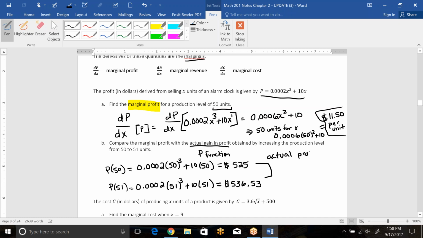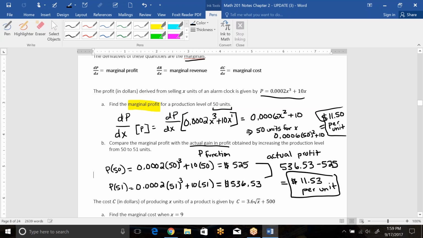The actual profit, not the marginal profit, is that you take the newer value, because it won't always be a gain. Sometimes you'll have a loss. But you take the newer value, which is the one where you sold more units, and you subtract the one where you sold less units. And that came out to $11.53 per unit. So pretty close to that marginal profit.